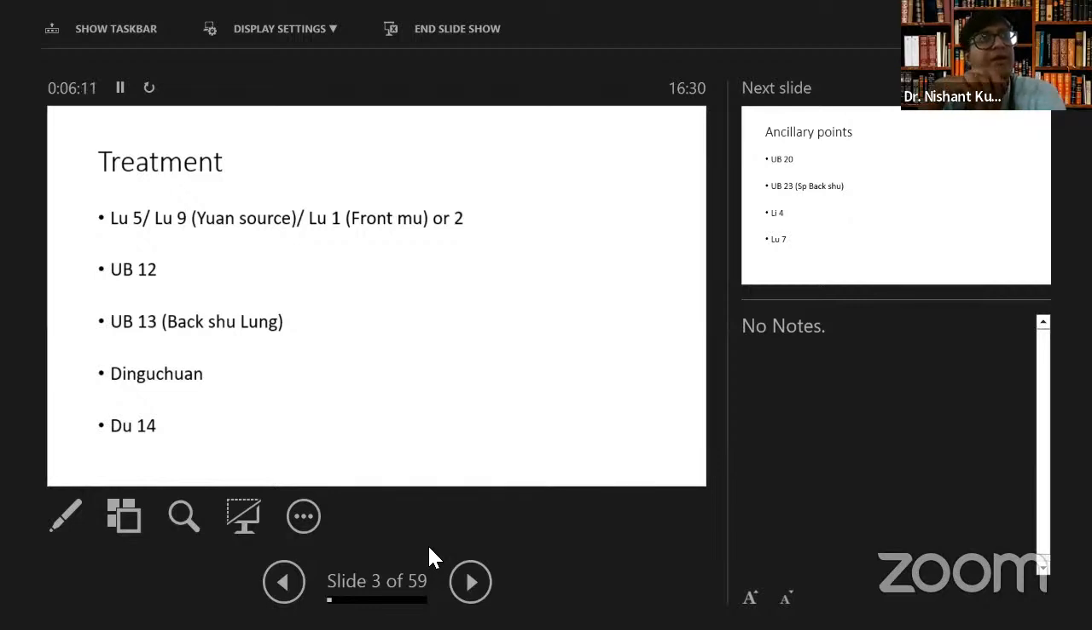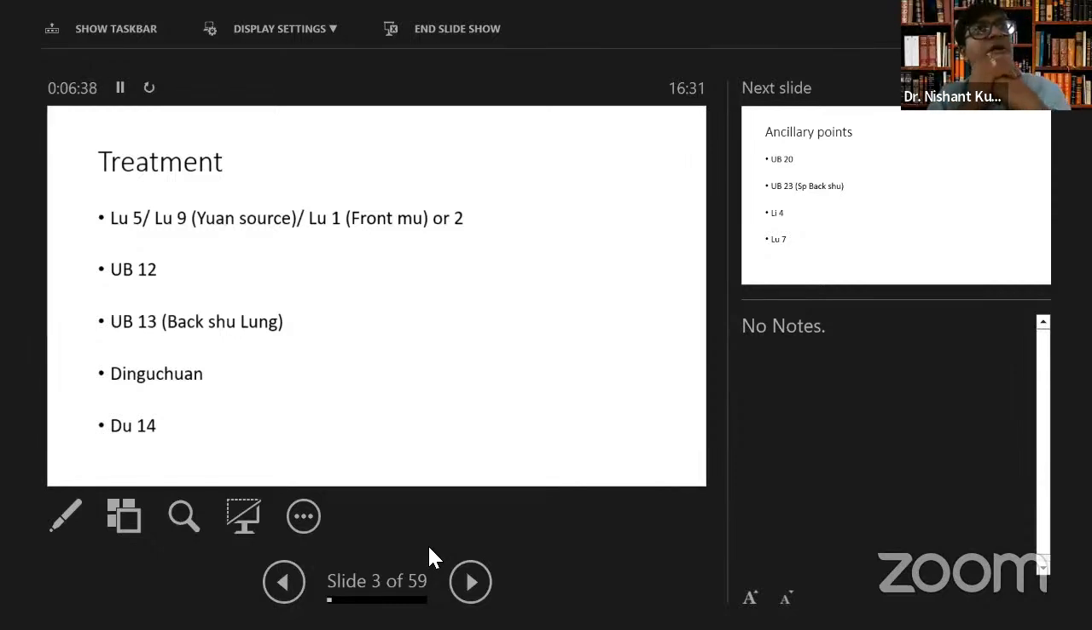Lung 2, right? The other points, sorry, which confusion? The other points are UB12 and UB13. If the front points and the extremity points are not available, you can use UB12 or UB13. UB13 is the back-shu point for lung. So if the lung points on the extremities or anteriorly are not available, you can use UB13.